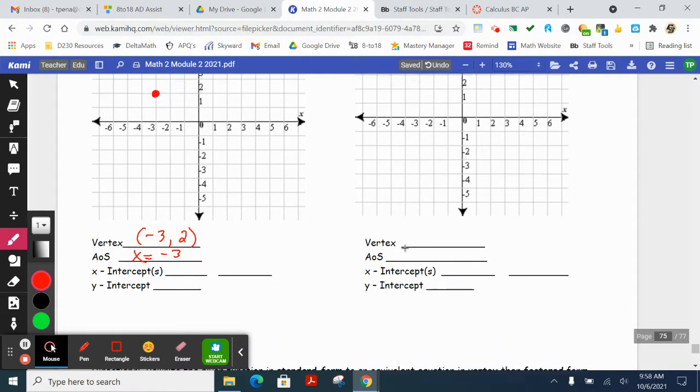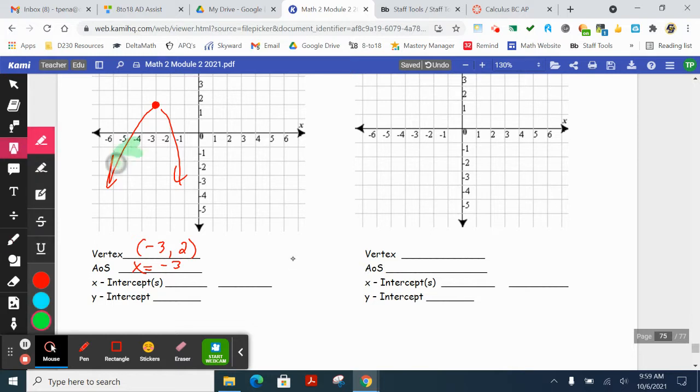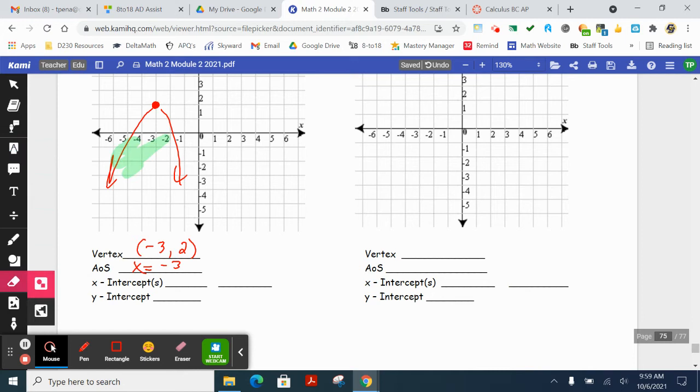Then x-intercepts, y-intercepts. Don't draw this because we're going to draw this in nicely, but we know this is a parabola that opens downward, so it's going to look something like this. So notice how we have to cross the x-axis 2 times, if that's the case. So that's why we have 2 blank lines. All right, but we need to find out what they are. We're not just going to guess.